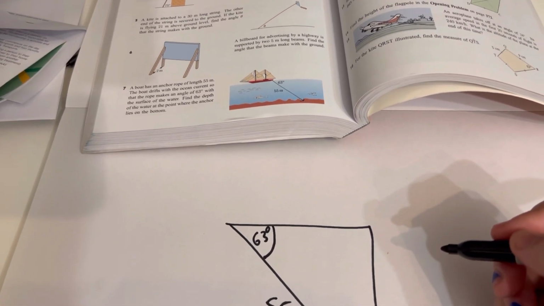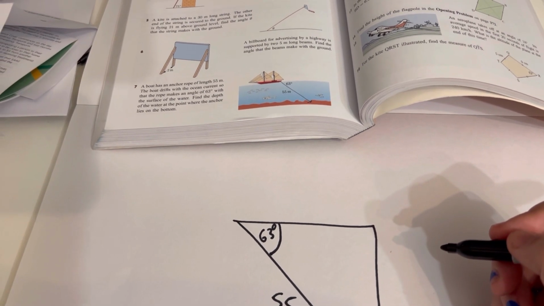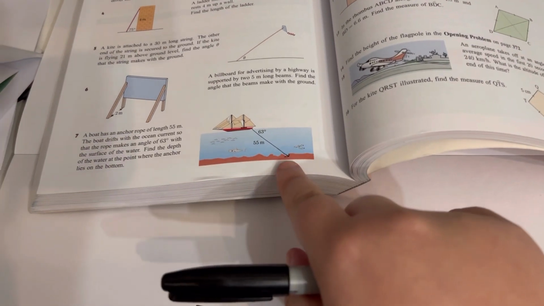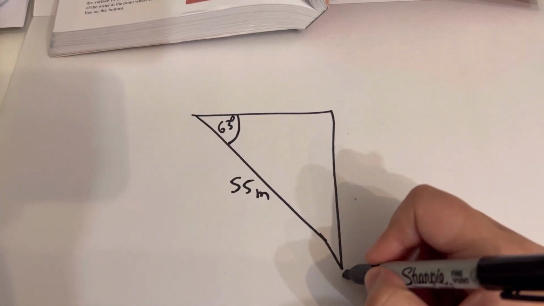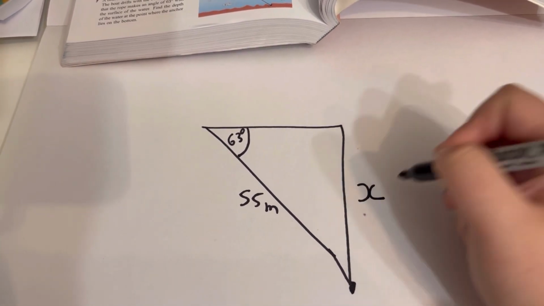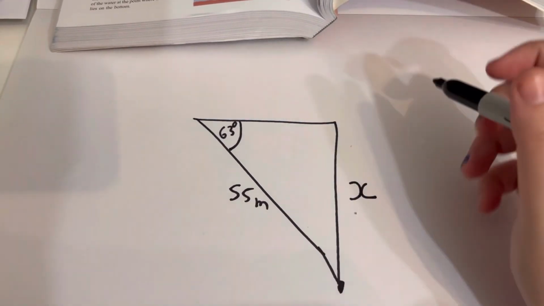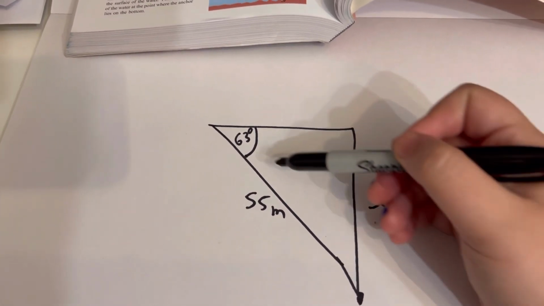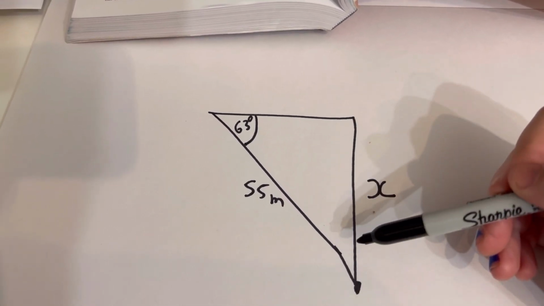Now, first thing to do is figure out which side they're asking for. Now it says, find the depth of the water at the point where the anchor lies on the bottom. Now in the diagram, the anchor is down here. So this is the bottom here. So we're looking for this side. So we mark that as x. Now, using a trigonometric ratio, whichever one uses the hypotenuse and the opposite side, because it's opposite our given angle, that is what we use to find this length.